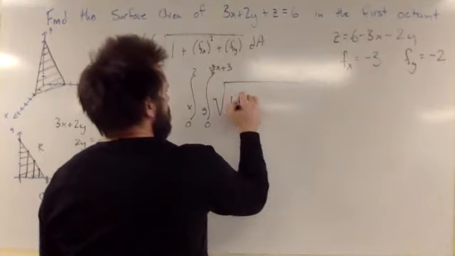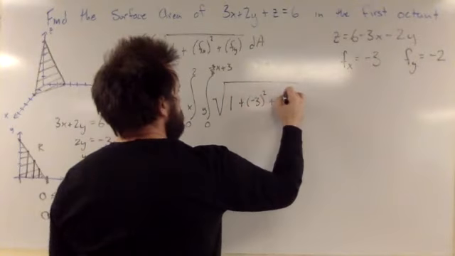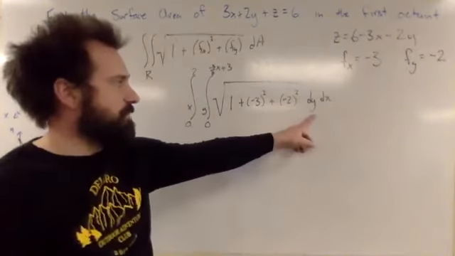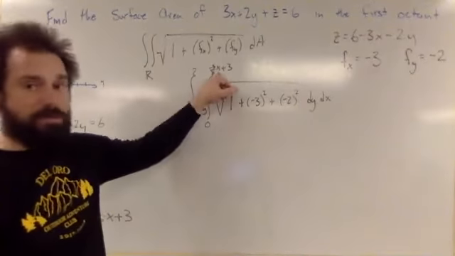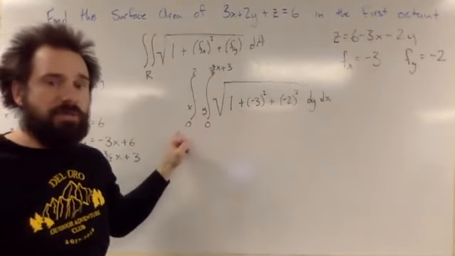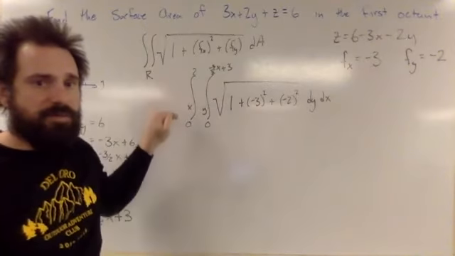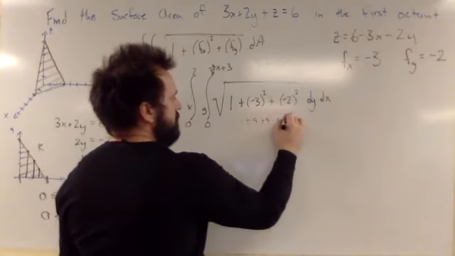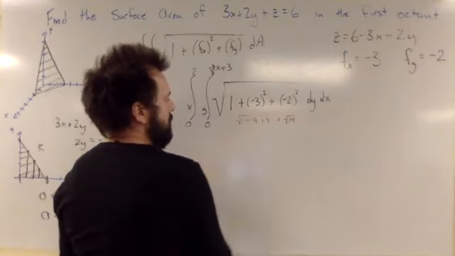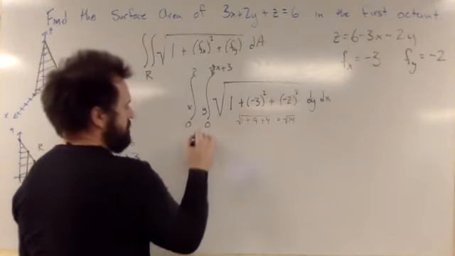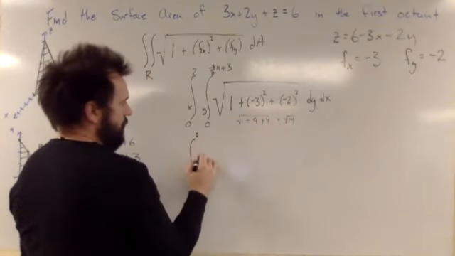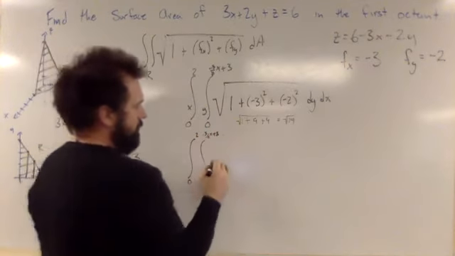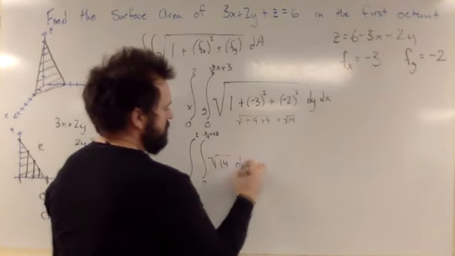So I can plug into my formula: square root of 1 plus negative 3 squared plus negative 2 squared, then dy dx. I need to put that dy first because my y value is bounded by x. So I need to integrate this first so that when I'm done, my last integral only has numerical values as its limits of integration. This is 1 plus 9 plus 4, so that's square root of 14. So the integral from 0 to 2, integral from 0 to negative 3 over 2 x plus 3, of the square root of 14 dy dx.